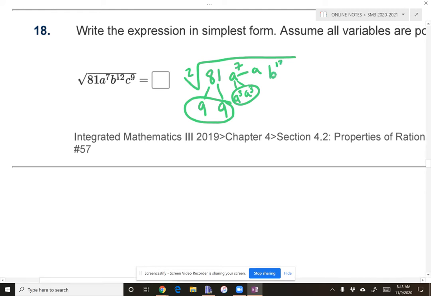Same with this b to the 12th. 12 divided by 2 is b to the 6. So I have b to the 6 and b to the 6. There's my group. Okay? And then we have c to the 9th. C to the 9th into 2 groups. I get c to the 4th, c to the 4th, and I have 1 c left over.